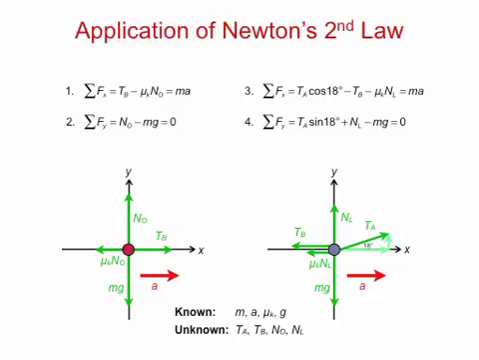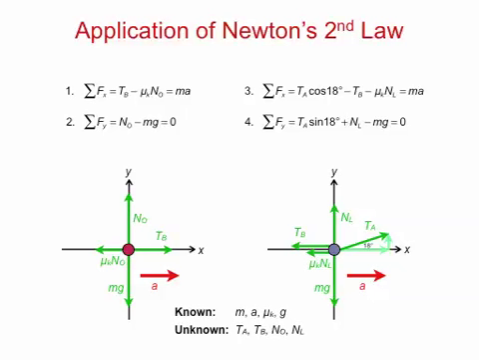Equation 2 is the y component equation for Owen. The y component of the net force on Owen is the normal force, N sub O, minus the weight, mg. And since there is no acceleration component in the y direction, this is set to 0.